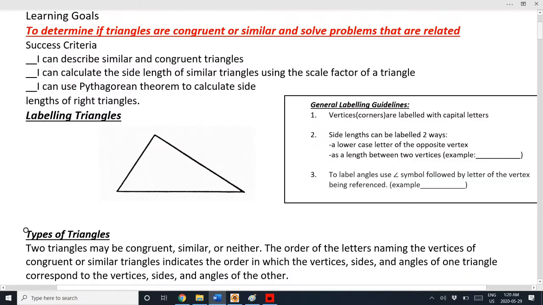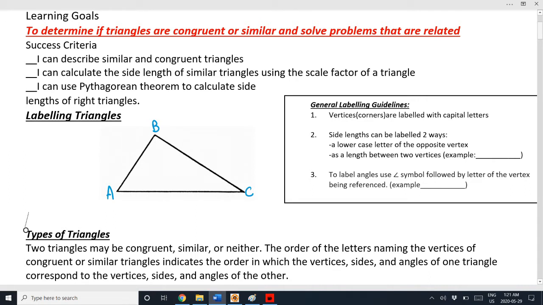Before we get started on similar and congruent triangles, let's first look at some general labeling guidelines for triangles. The first thing we'll notice is that the vertices, or corners, are labeled with capital letters. For example, this triangle could be labeled capital A, B, and C.